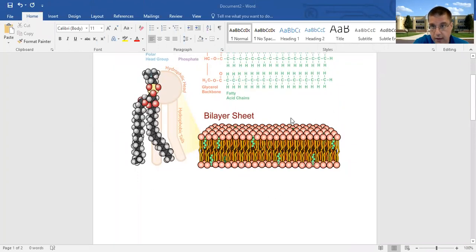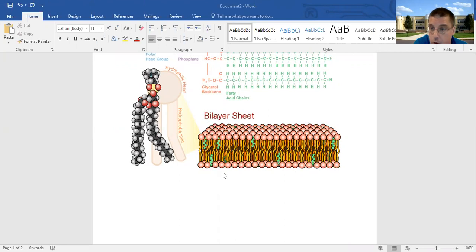This is like the exterior part where the water is, and those are those polar heads I was talking about that like to interact with water because they need to react with water. Here's the inside part right here. And right in here is like your nucleus and everything else. But right in here, what do you notice? These tails, okay?